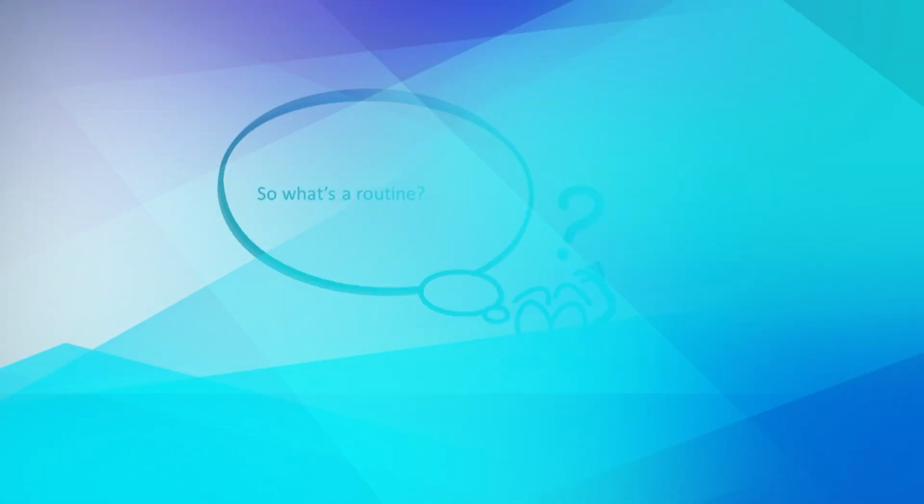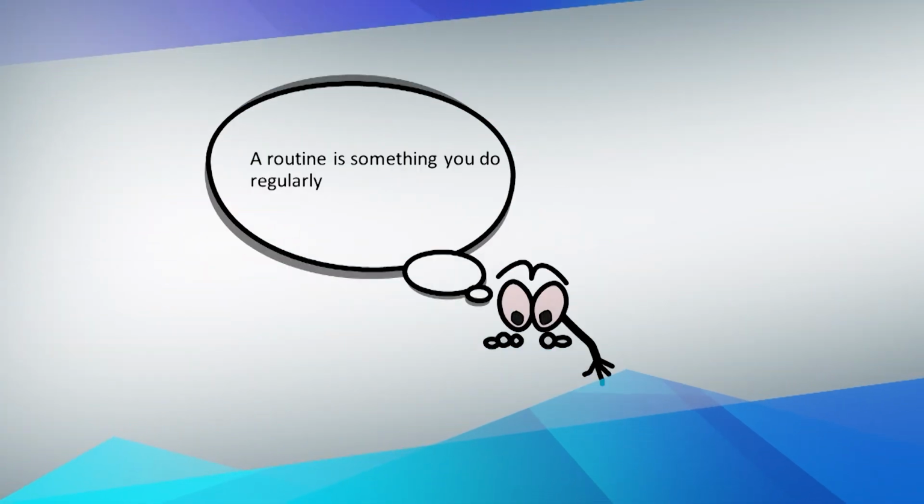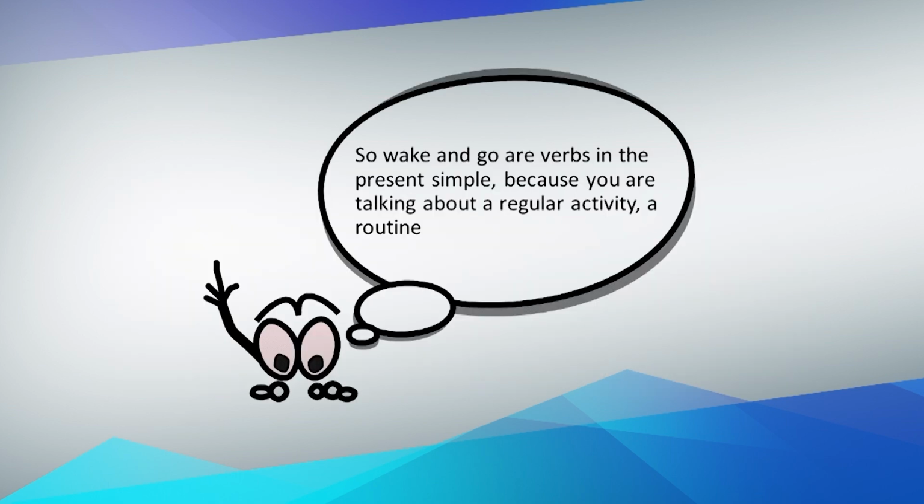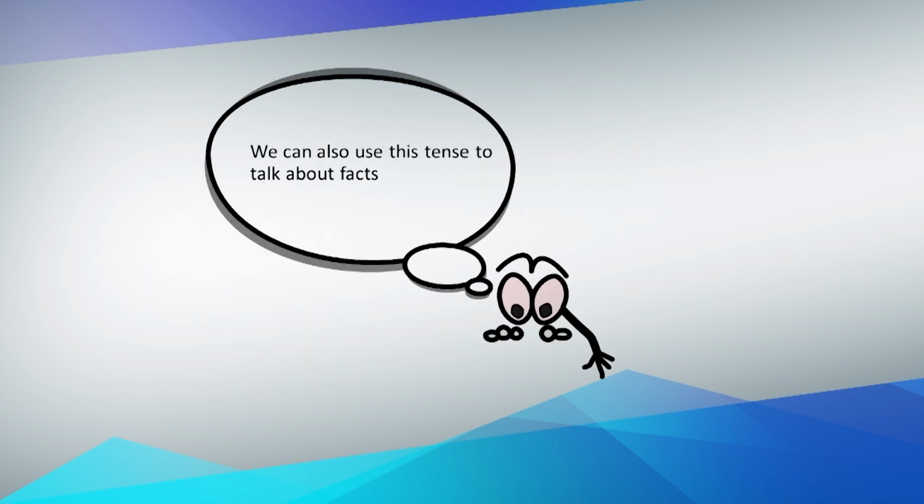So let us look at other situations in which you can use the present simple tense, for routines. So what's a routine? A routine is something you do regularly. For example, I wake up at 5:30 every day. I go to sleep at 11 every night. So, wake and go are verbs in the present simple tense because you are talking about regular activity and a routine.